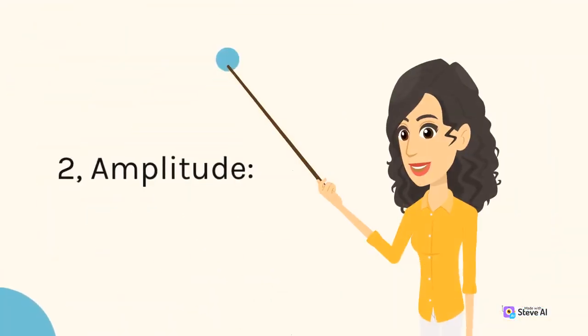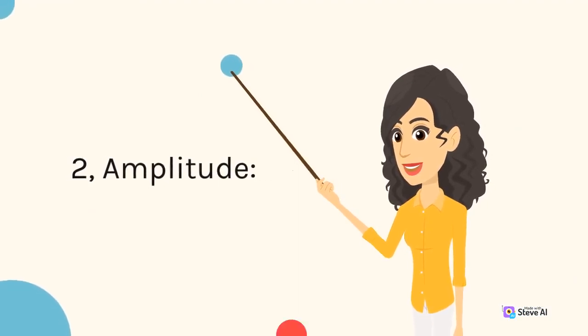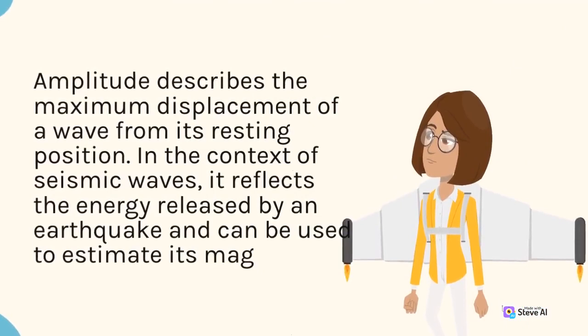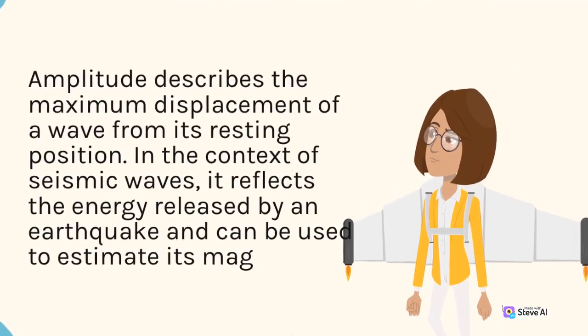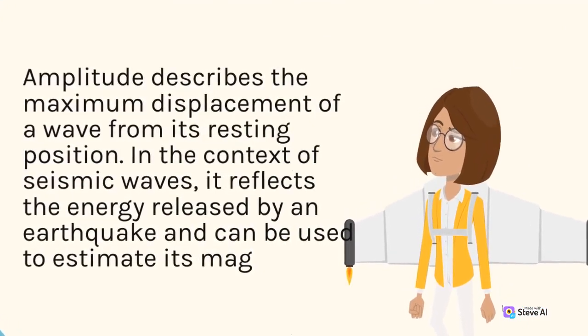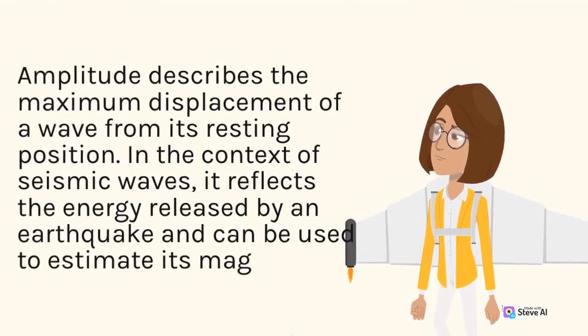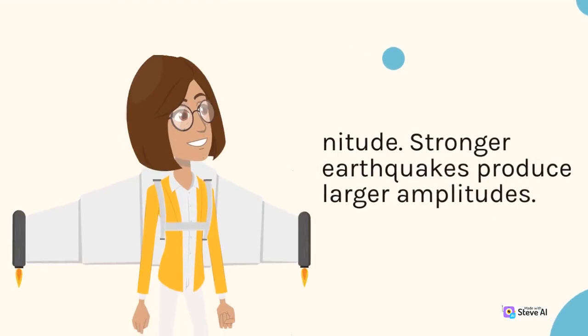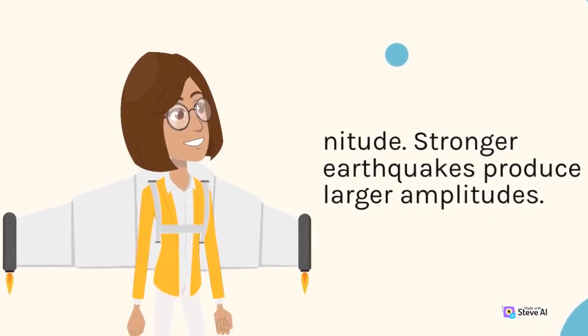2. Amplitude. Amplitude describes the maximum displacement of a wave from its resting position. In the context of seismic waves, it reflects the energy released by an earthquake and can be used to estimate its magnitude. Stronger earthquakes produce larger amplitudes.